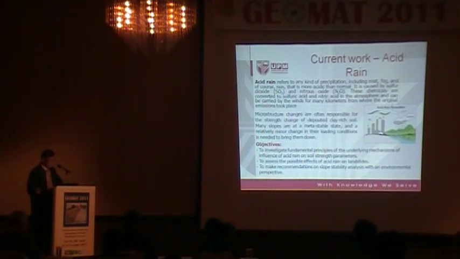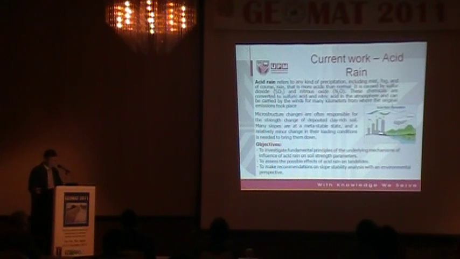As we know, acid rain refers to any kind of precipitation, mist, fog, or of course rain, that is more acidic than normal. So basically it's caused by sulfur dioxide and nitrous oxide. Of course we all know this, it is from factories, from cars and so on. So these chemicals are converted to sulfuric acid and nitric acid in the atmosphere and can be carried by wind for many kilometers. So microstructure changes are often responsible for the strength change in deposited clay-rich soil.